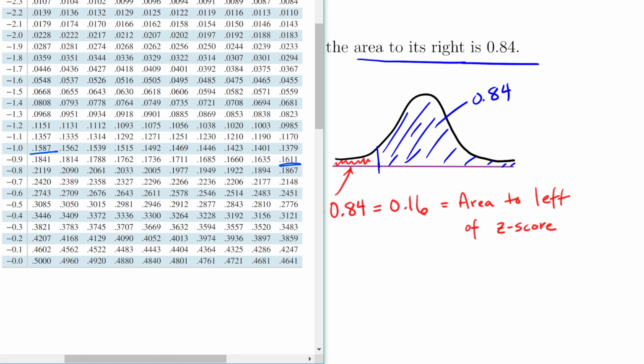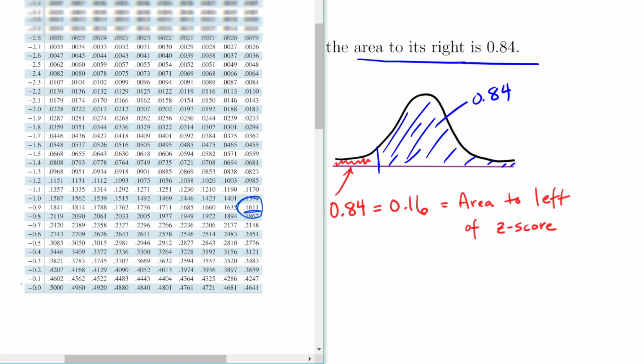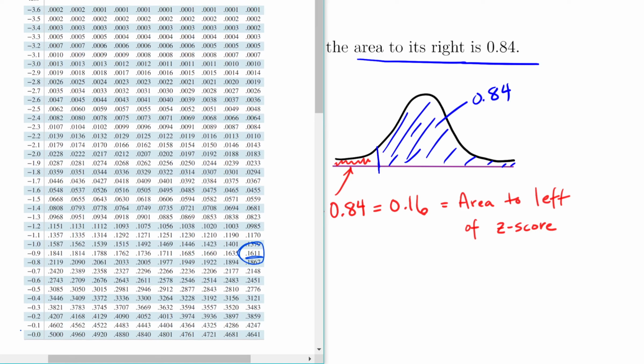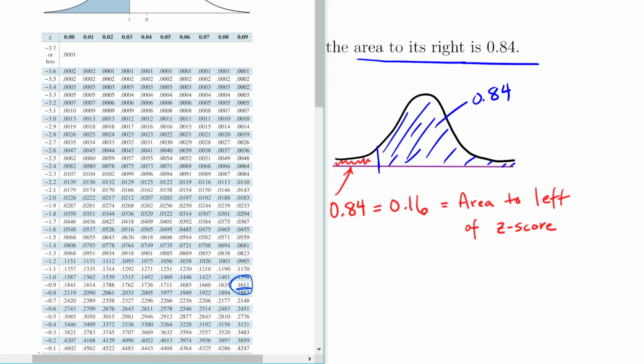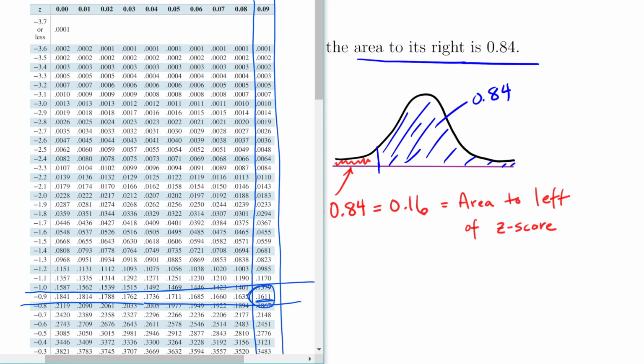Now 0.1587 is actually 0.0013 away, whereas the 0.1611 is only 0.0011 away. So in fact, this is the closest value we can get. Now once we've found the absolute closest value, we're going to zoom out of the chart and see what row and column that aligns with. So this aligns with the negative 0.9 row and the 0.009 column. So that will give me a z-score of negative 0.99.